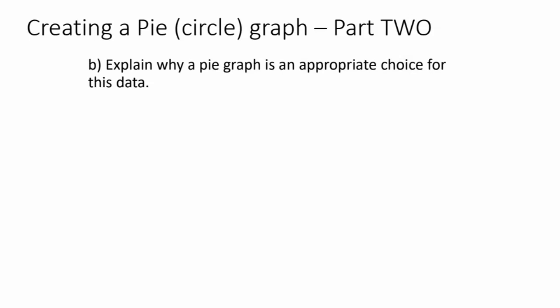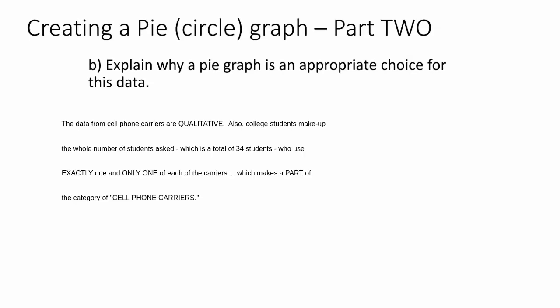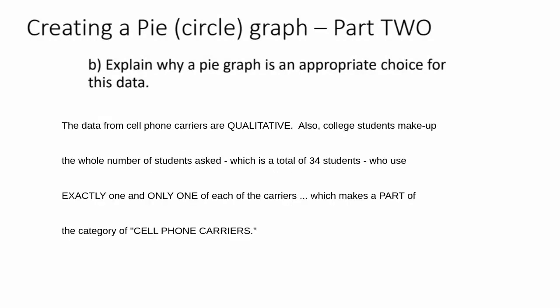Now, I want to make sure you understand this reply because there's certain things here that you're going to need to be aware of. Now, the explanation has some of the vocabulary words that we talked about. The data from cell phone carriers are qualitative. So you're going to have to know what this word means. If you need to know what it means, go back and look up the definition. Also, college students make up the whole number of students asked. And this is the piece you have to know. There are 34 students only being asked.